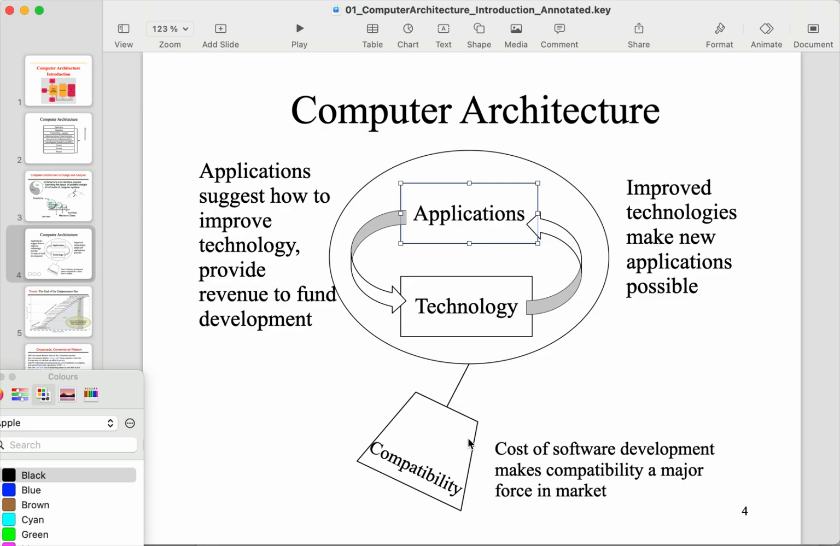When we are creating new versions of applications, we need to take compatibility into consideration. So we need to allow backwards compatibility for the new applications that we are creating. Another consideration is the cost of the software development. In order to make this compatibility possible, compatibility is essential for the market, so it's a major force in the market.